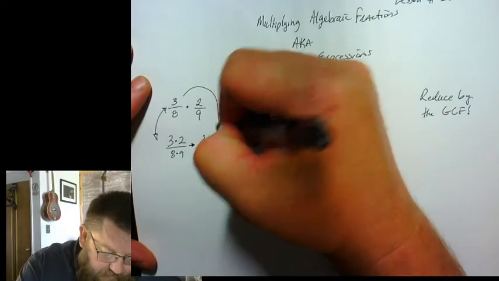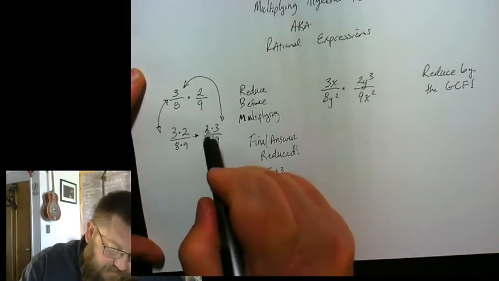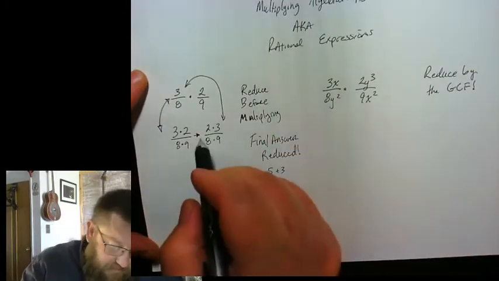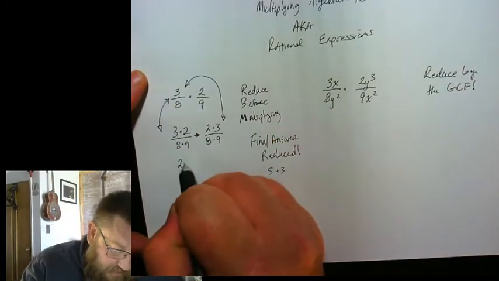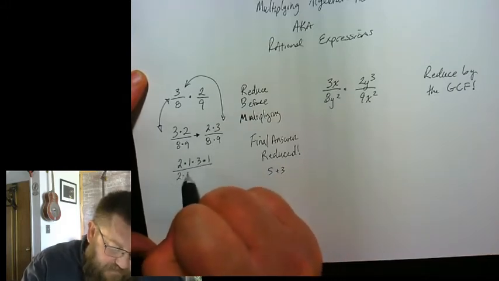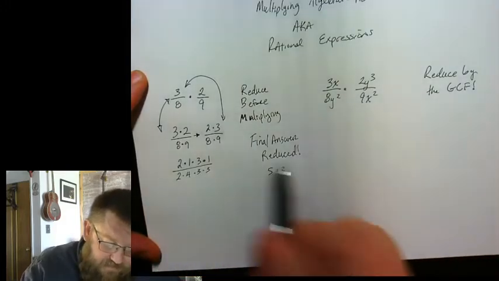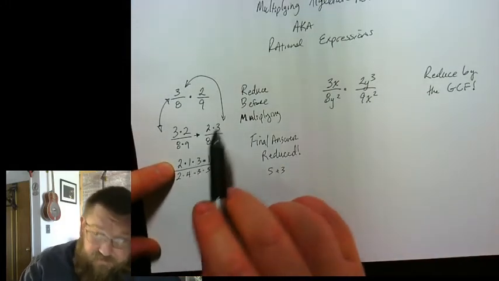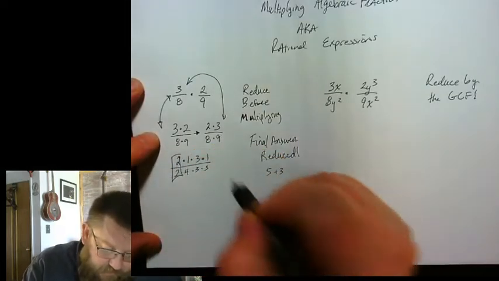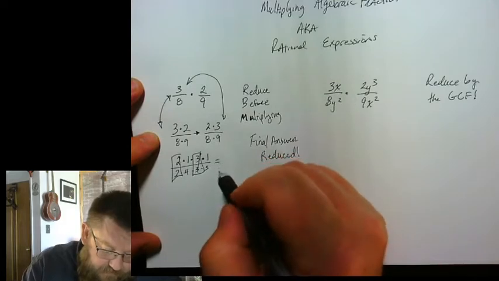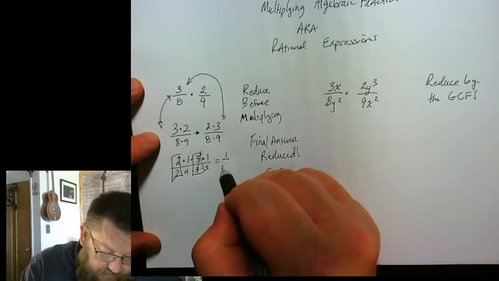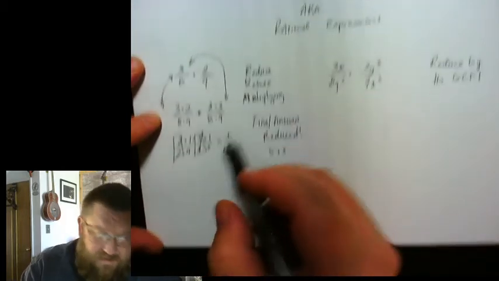This and this are the same. And if you look here, 2 goes into 8 4 times, and 3 goes into 9 3 times. This is the same as 2 times 1 times 3 times 1 over 2 times 4 times 3 times 3. You see 2 times 3, times 1s, those don't change anything. 8 is 2 times 4, 9 is 3 times 3. Look what happens. That's 1. That's 1. You're left with 1 over, what are we left with? Are we left with 1 over 12? That's kind of crazy, right? So we would never do it that way.